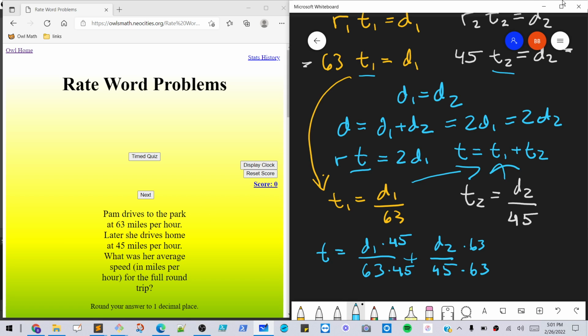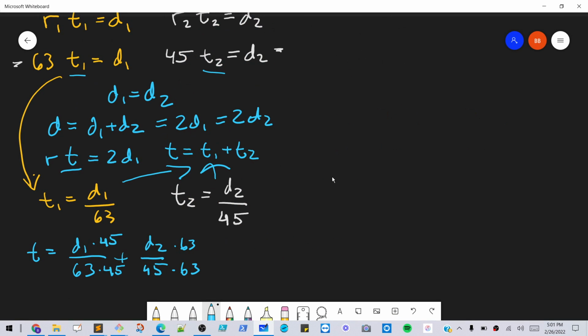Then I'm going to go to full screen for some more space. Okay, so then what we're going to have is just a little simplification: 45 d1 plus 63 d2 over 45 times 63. Rather than multiplying out, we'll leave it like that for now.